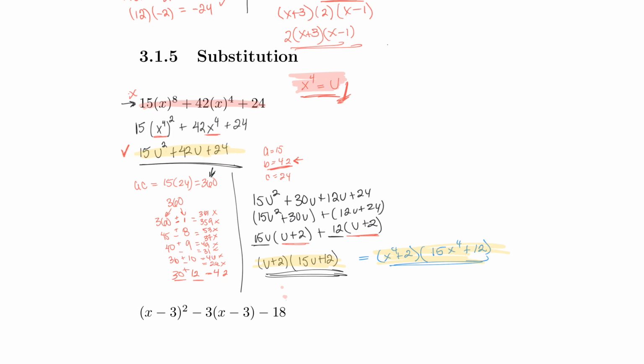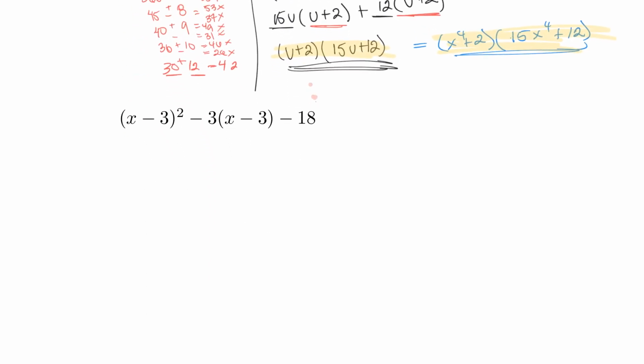And now we can see that we have to use the AC method because the u square is not alone. If it was alone, then we try the difference of perfect square. But since it's not alone, we use the AC method. We get A times C, then decompose it, then rearrange the polynomial, then get the greatest common factor, and return back the substitution. And that's how we solve this problem. Now let's go to the next one.